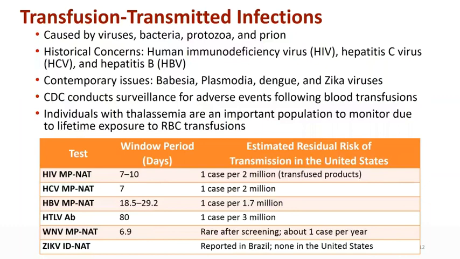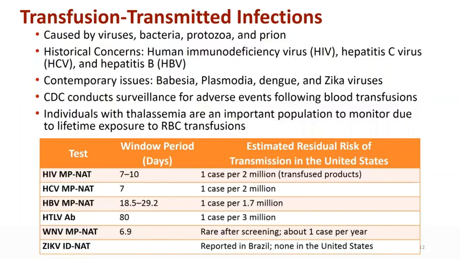The CDC is engaged in an ongoing surveillance program that tests all blood products to determine viral exposure and risk at this point. And the thalassemia population, because of their exposure rate, is a critical group to monitor over their lifetime to determine what infections they're at risk for.